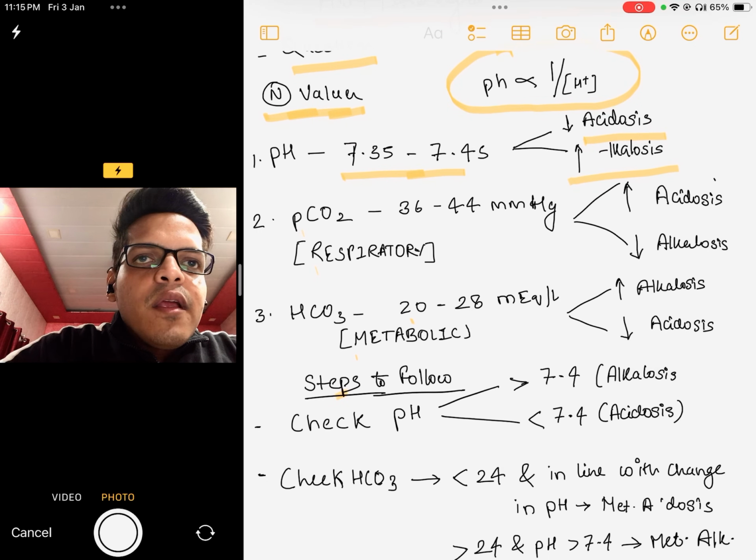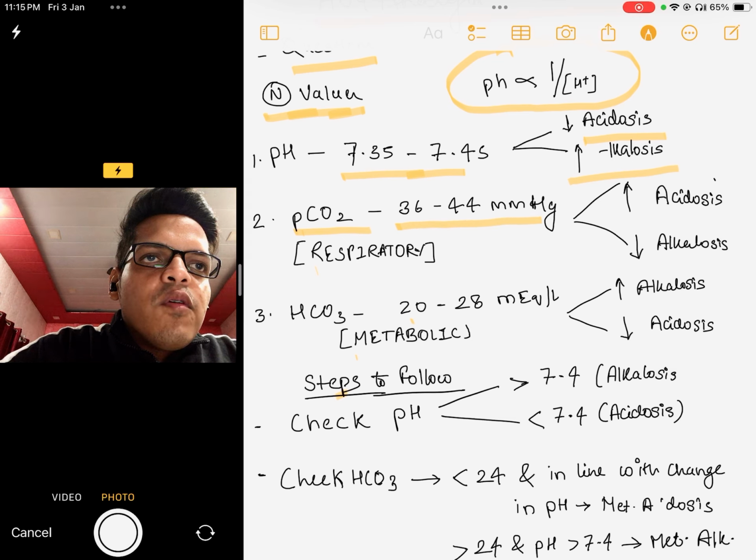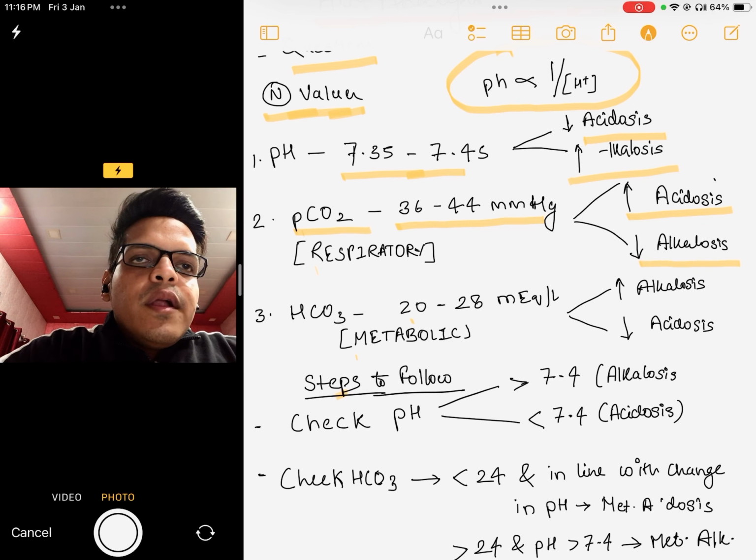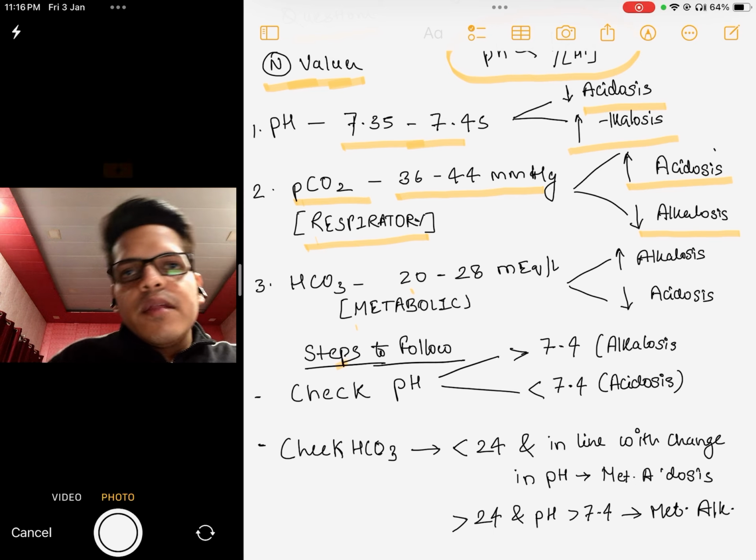Next entity is PCO2. It is 36 to 44 millimeter of mercury. It is increased in acidosis and reduced in alkalosis. It is a respiratory component, so it relates to the respiratory part of ABG.